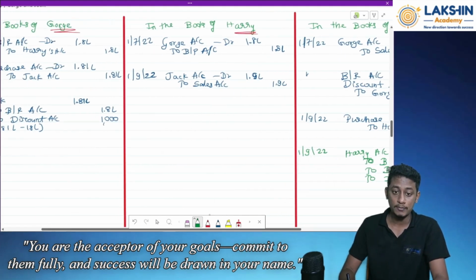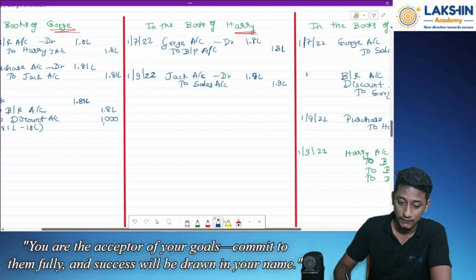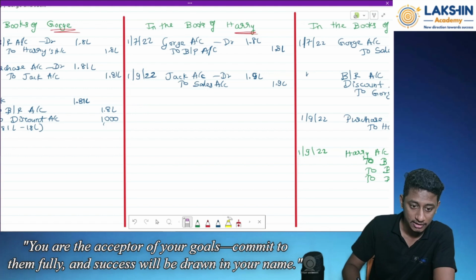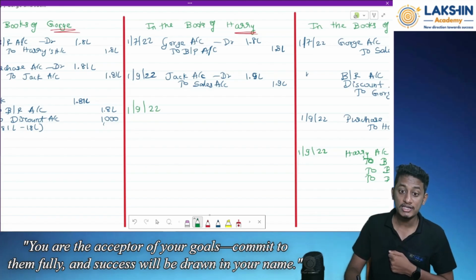Coming to the books of Harry, because the bill was endorsed by Jack to Harry, right? Because of this, now I have to pass an entry in the books of Harry also. So on what date? On 1/9/22. I'll just change the color, just a minute. On 1/9/22, I am receiving a bill, right? Who is receiving a bill?